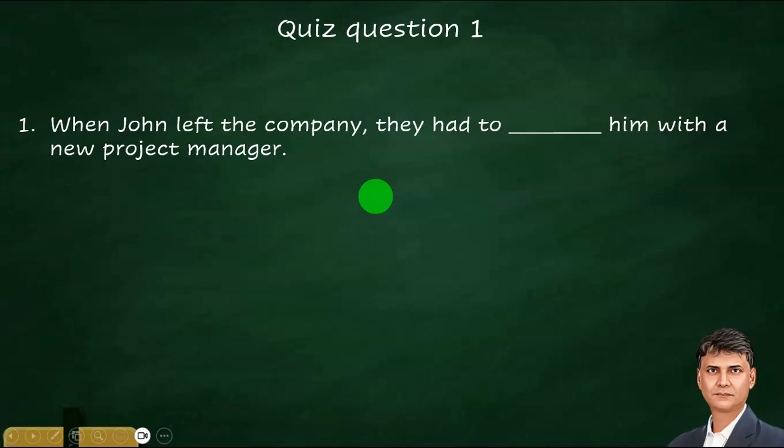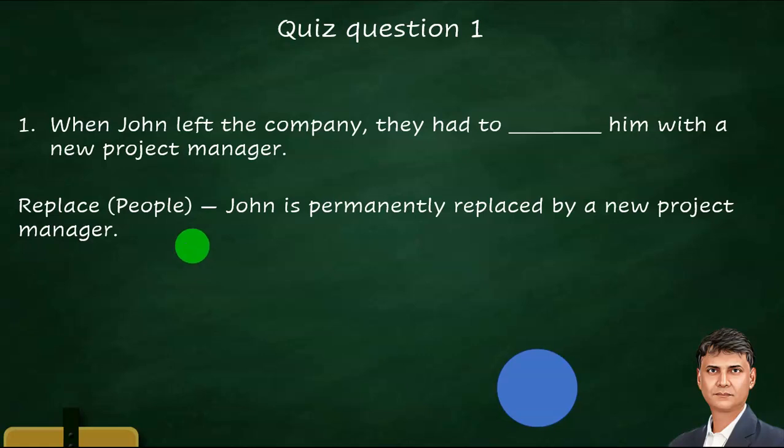When John left the company, they had to dash him with a new project manager. Your 5 seconds start now. Your options are replace or substitute. The answer is replace, because we are talking of replacing with people. John is permanently replaced by a new project manager.